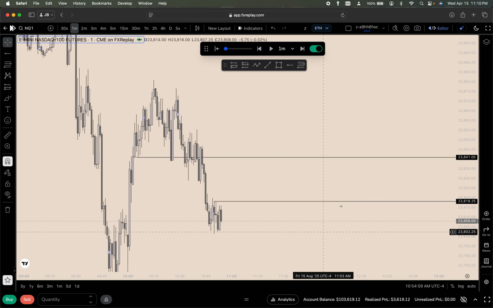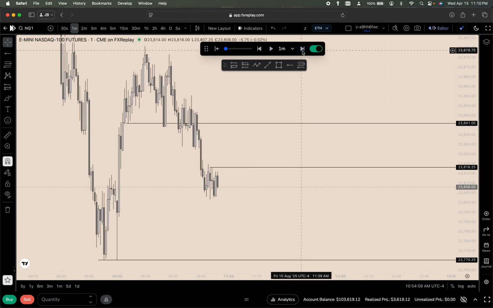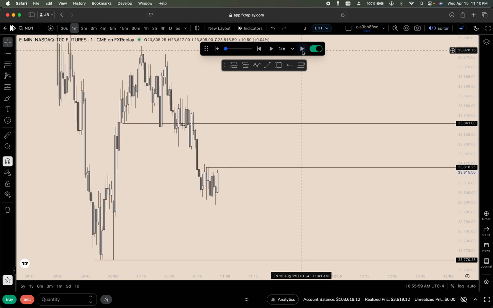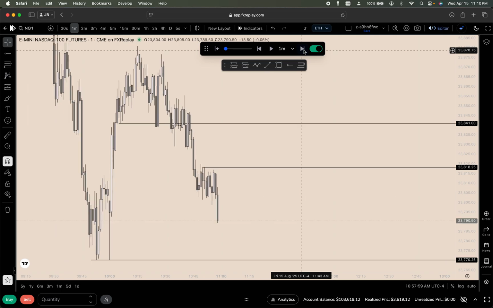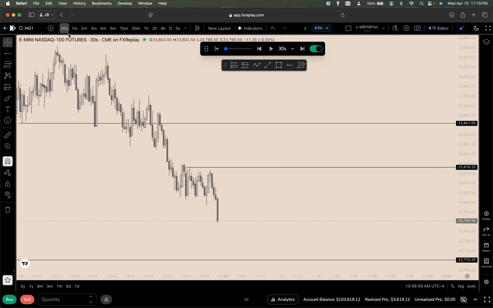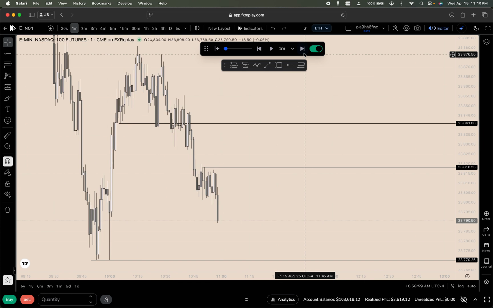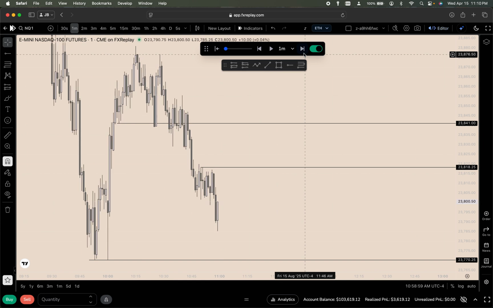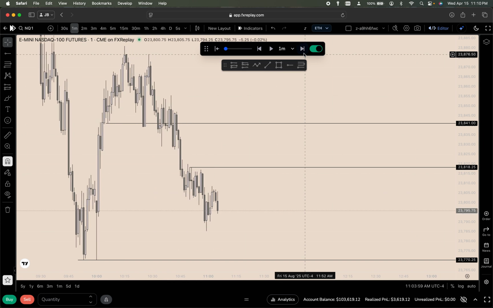So I might just wait for. Also, we have a bunch of generated liquidity here, so I'm just gonna wait for a 5-minute tap in, which we don't end up getting. I think we're just gonna run to TP, honestly.